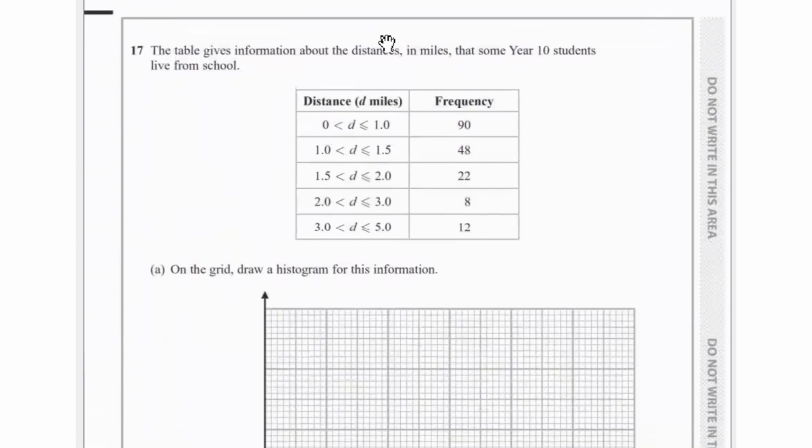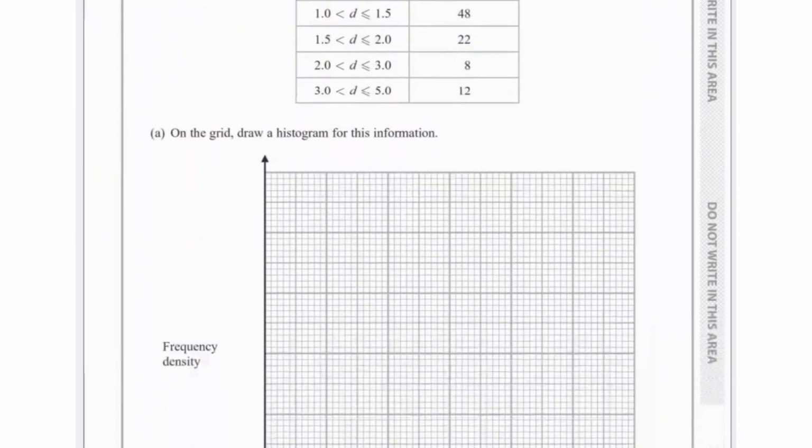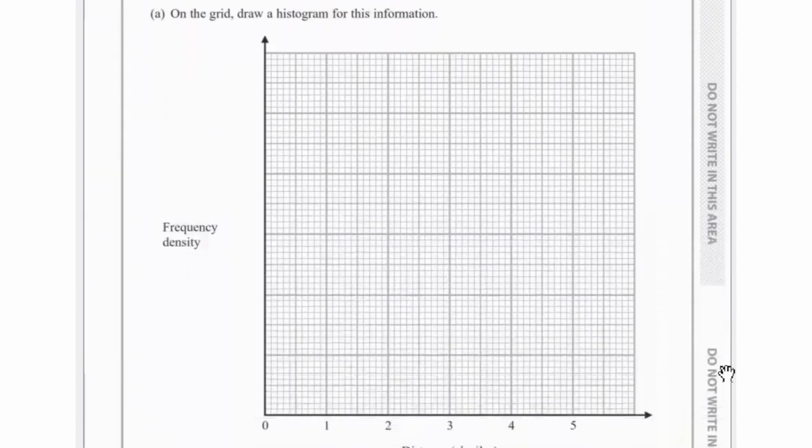Look at the next question. It says that the table gives information about the distances in miles that some year 10 students live from school. So we have the distance in miles and the corresponding frequency. On the grid, draw a histogram for this information.